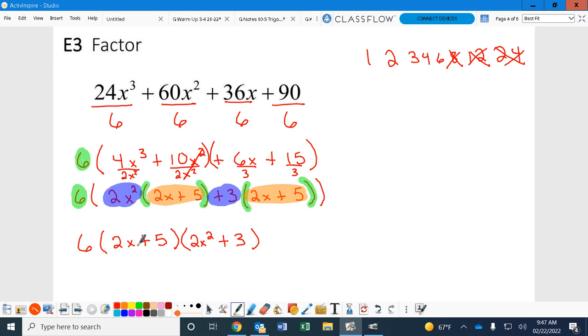I think I've got 2 more. How many more? 2. Okay, here we go. Oh, anybody still writing? I'm sorry. We're good? Okay, here we go.